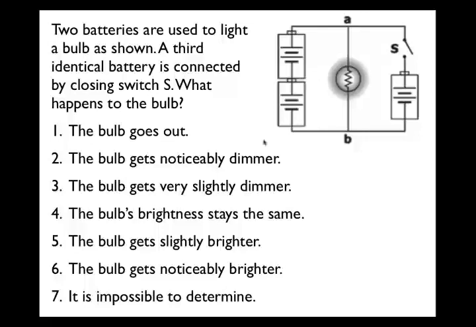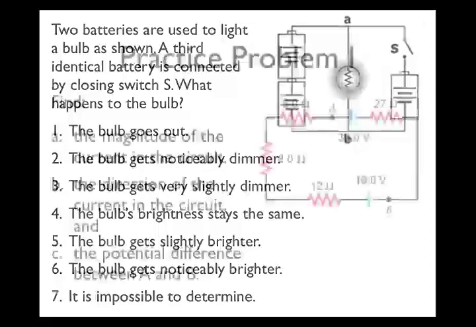Again, not a great arrangement for this, because you end up forcing some electric current backwards through one of these batteries, but the bulb will get dimmer. Whether you say it's noticeably dimmer or slightly dimmer is, I guess, a relative question, but it gets dimmer because the potential difference from point A to point B drops when you close switch S here.